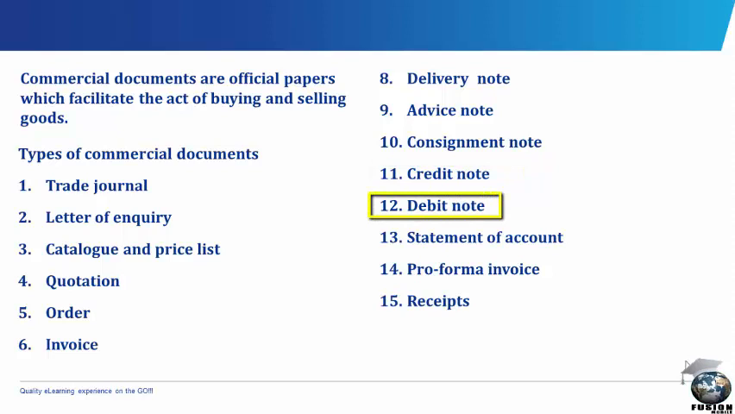Now the debit note. The debit note is a document sent by the seller to the buyer to correct an undercharge or when goods are not charged on the invoice. It is also referred to as a supplementary invoice. A debit note is sent to the customer to increase the amount of charges on the invoice, therefore increasing his indebtedness. A debit note is used to correct an undercharge.